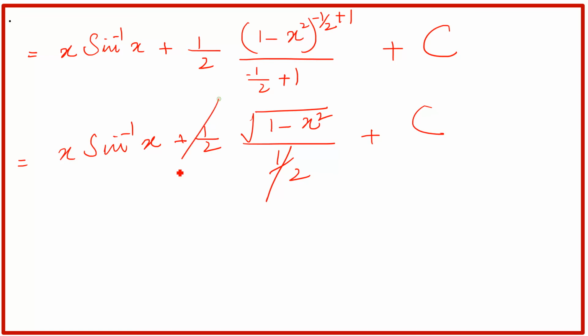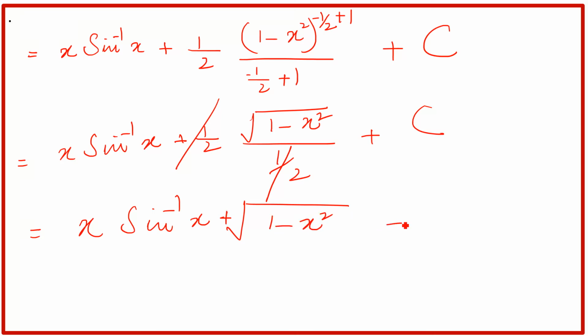This 1 over 2 and this 1 over 2 will cancel each other. Remaining we have x into sine inverse x plus the square root of 1 minus x square plus c. This is your answer. I hope the question is clear, and thanks for watching.